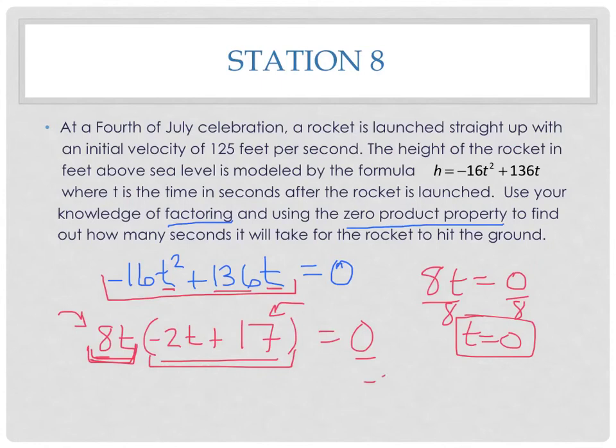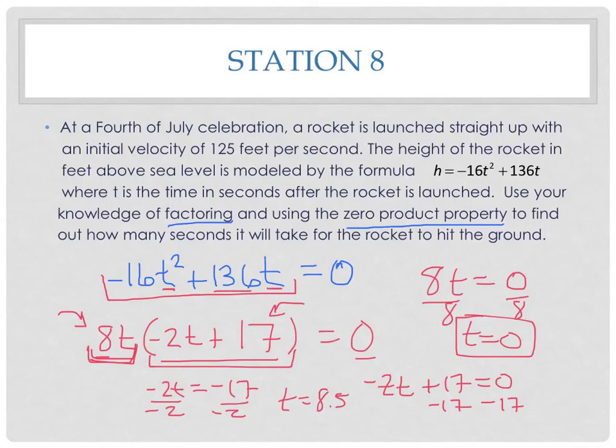So the other one is going to be negative 2t plus 17 equals 0. Now I'll subtract 17 from both sides, and that's going to give me negative 2t is equal to negative 17. I'll divide both sides by negative 2, and then t is going to equal 8.5. So it's going to take 8.5 seconds for the rocket to be launched and then hit the ground. So a different way to use the vertical motion and our knowledge of the zero product property, as well as factoring to get our answer.